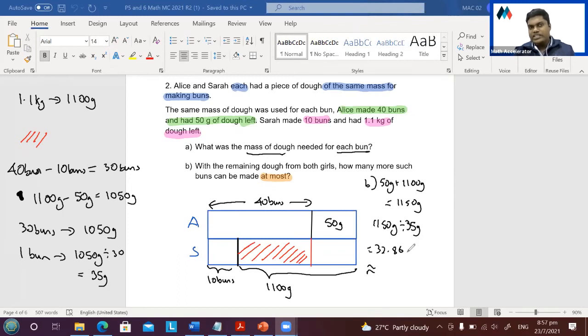So no matter what they teach you in school, at 32.8 you round up to 33. But by logic, you have to round down. So write down, round down. So the answer here is 32. Yes, correct. Down means because of no more dough. Not enough dough, actually. Okay.